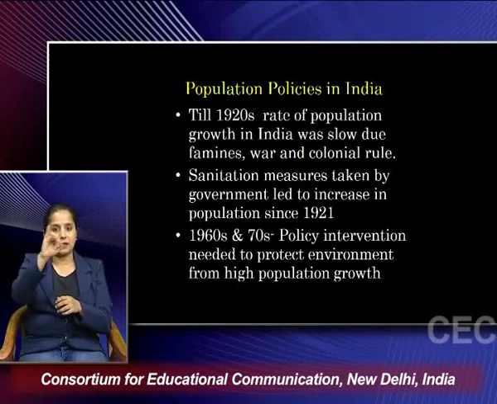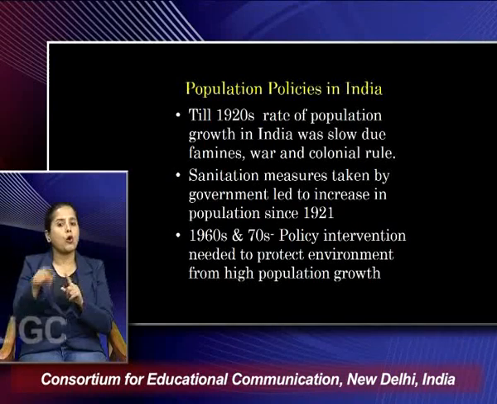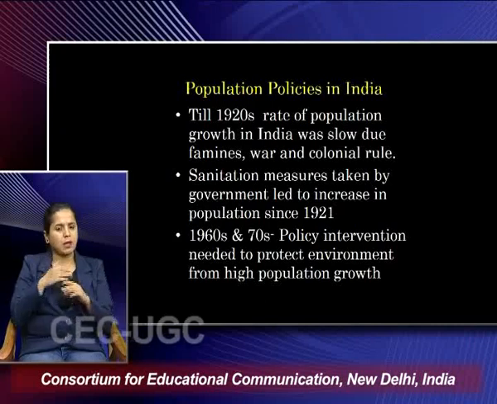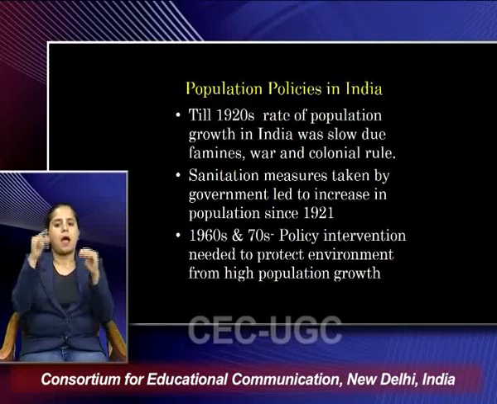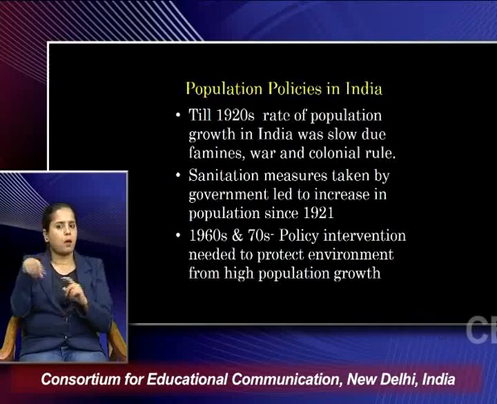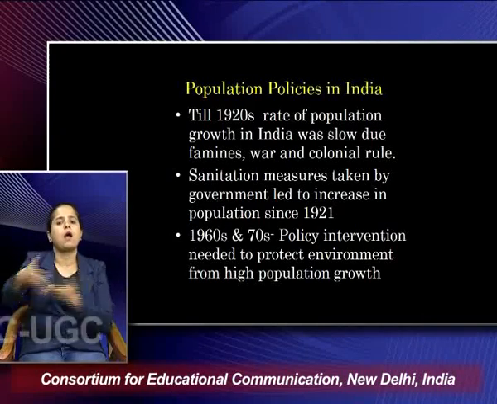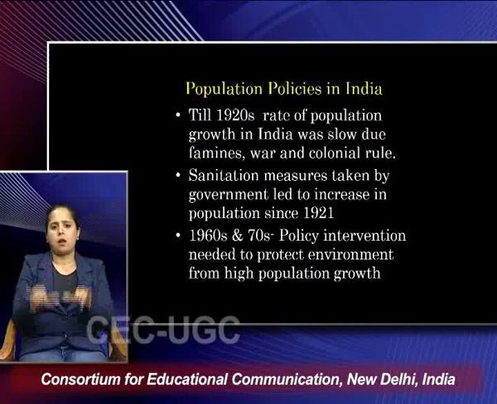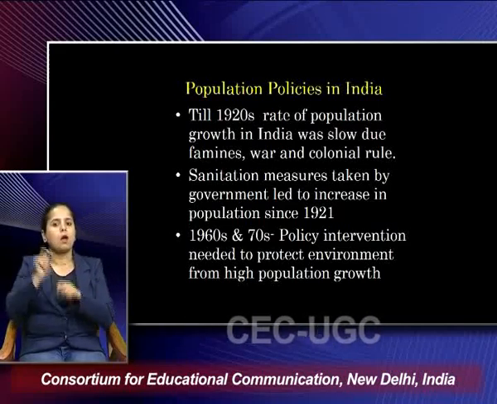In the 1960s and 70s, policy interventions were needed to protect the environment from high population growth. This is a period where people became aware of the harm that was being caused to the environment, because a lot of land was being taken up for construction of industries and for building dams, and deforestation was happening. So people started thinking about how far this population explosion could go.